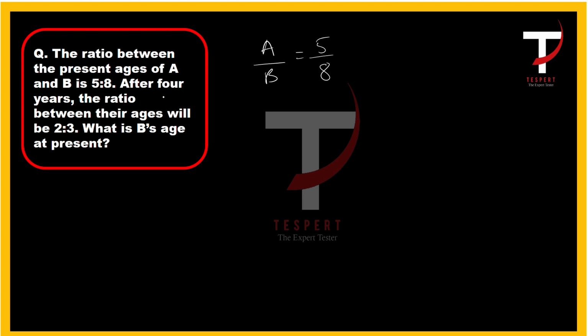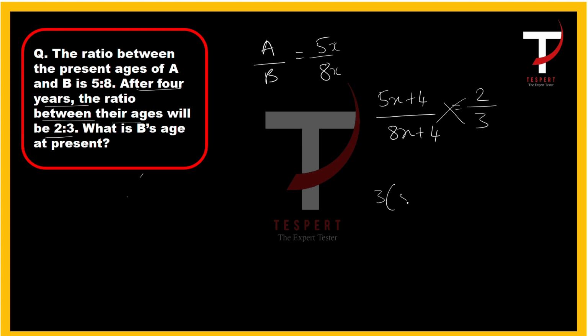After 4 years, the ratio between their ages will be 2:3. So the ages are 5x and 8x, and after 4 years, 5x plus 4 by 8x plus 4, right? The ages will be 2:3, that means 2 by 3. So just cross multiply. 3 into (5x plus 4) is equal to 2 into (8x plus 4).